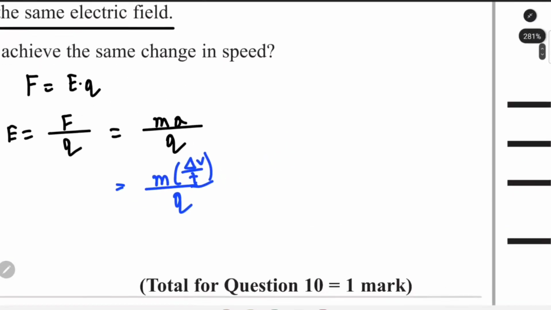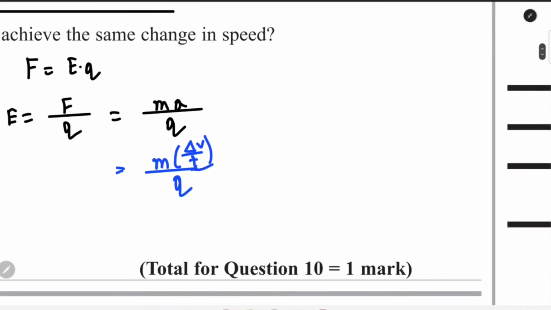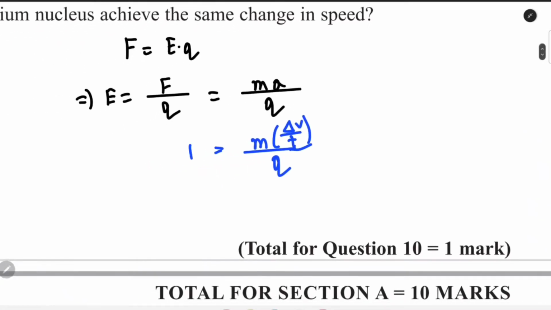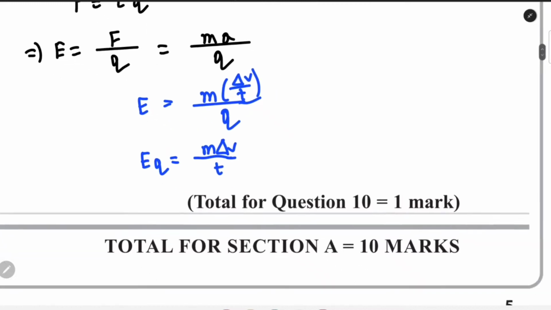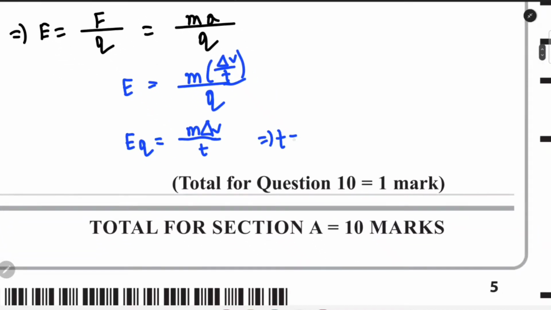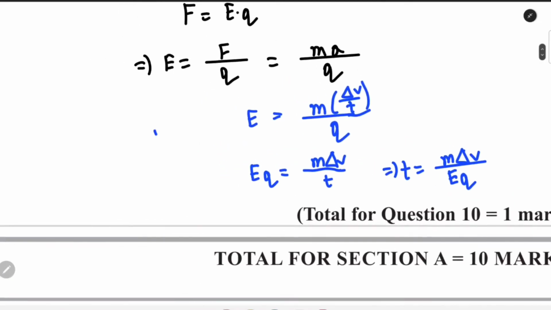Now for helium, the mass will be 4 times as before. E over here is still the same. Before we do that, I'll make T the subject. So I have EQ equals m del V by T. So if I make T the subject, I am left with m times the change in velocity divided by EQ. This is for proton.